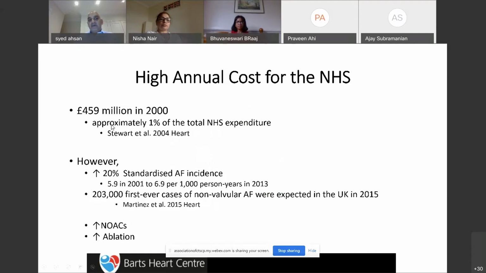So in 2000, the cost of AF to the NHS was about 459 million, so 1% of total NHS expenditure. This is likely to have increased by about 20% since then. And in 2015, we were expecting just under 203,000 first ever diagnosed AF cases. So this increases the number of hospitalizations, the number of strokes, the cost of medications. So it's an important condition that we need to be fully aware of and treating to the best of our ability.